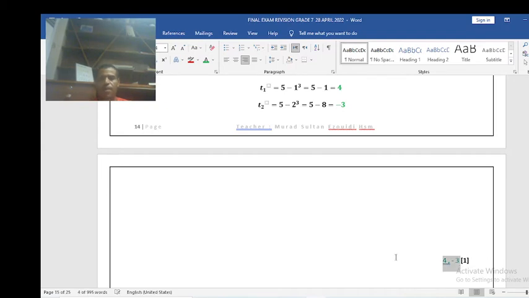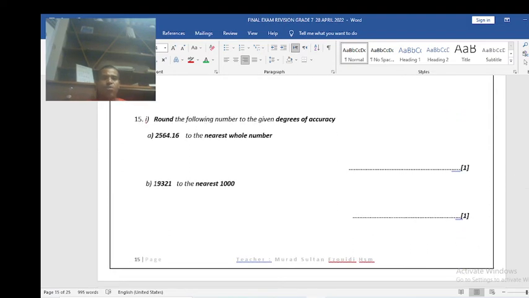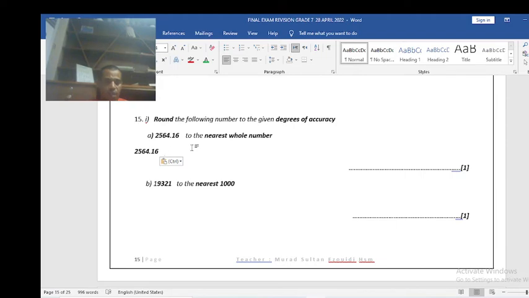Okay, the next. Now round these numbers to the following given degree of accuracy. We have 2564.16 to the nearest whole number. I'll just use this one. I'll put it here. So now I will work with the 1.